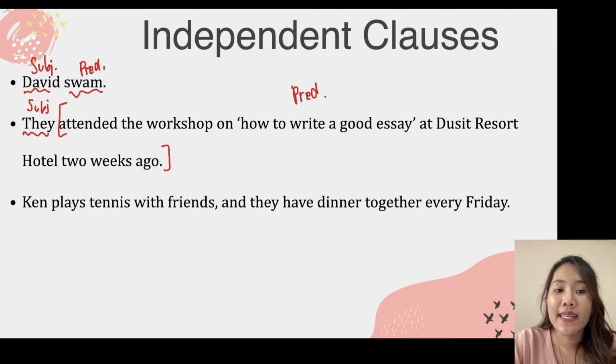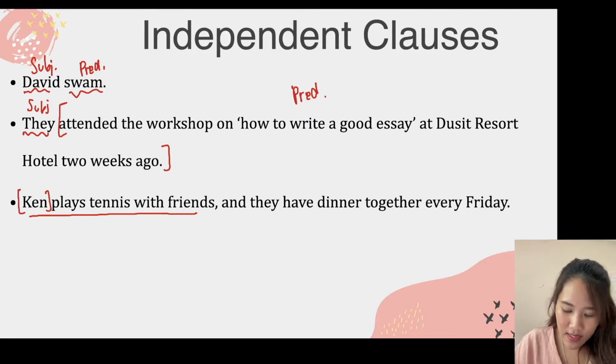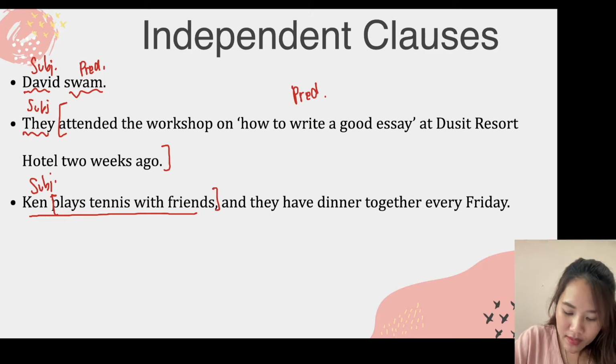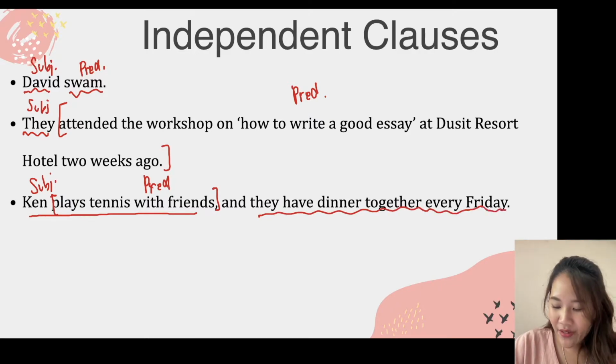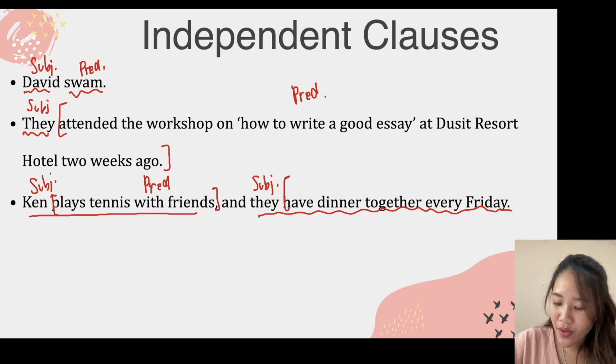Or, I can play tennis with friends and they have dinner together every Friday. So in this case, we have two independent clauses. The first is I can play tennis with friends. So we have I as the subject, and we have can play tennis with friends as the predicate part. And the second independent clause is they have dinner together every Friday. So we have they as the subject and have dinner together every Friday as the predicate.